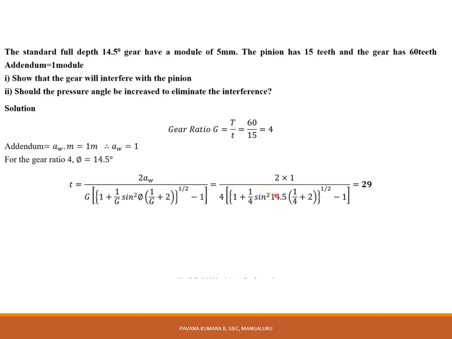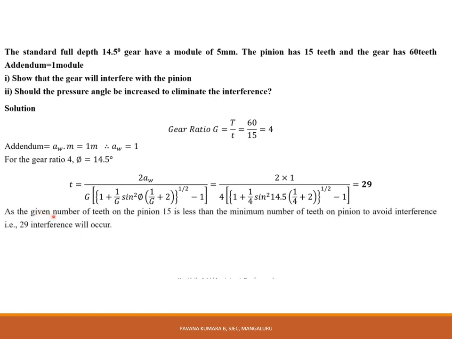So AW is equal to 1 and G is equal to 4. I think here module is 1. So when the module is directly given, addendum is equal to one module, that is already given. From that we can determine small t is equal to 29. So module is 1, then AW is equal to 1, and small t is equal to 29.